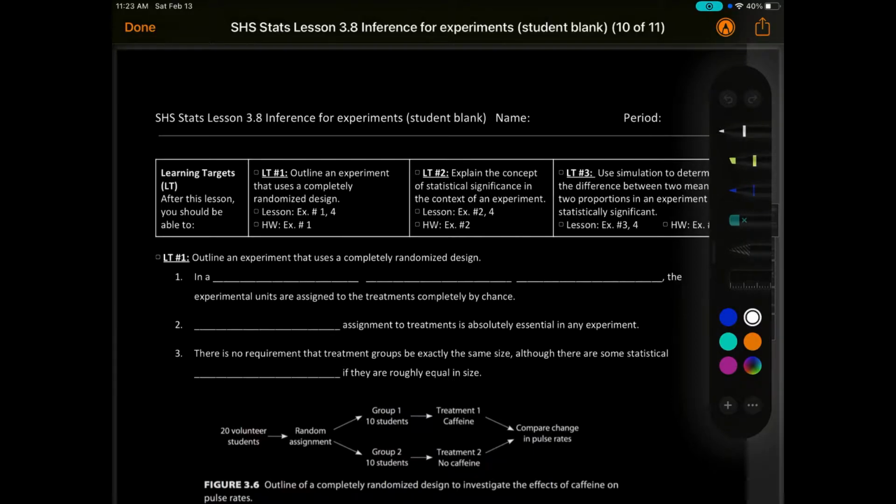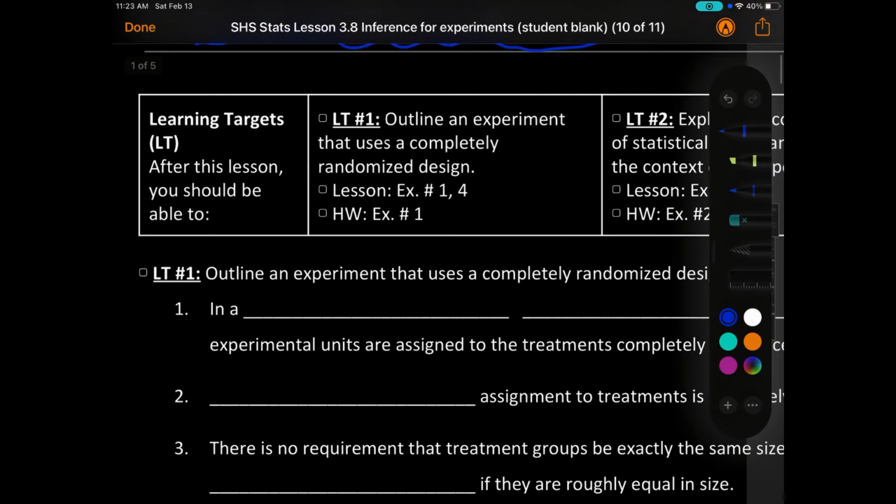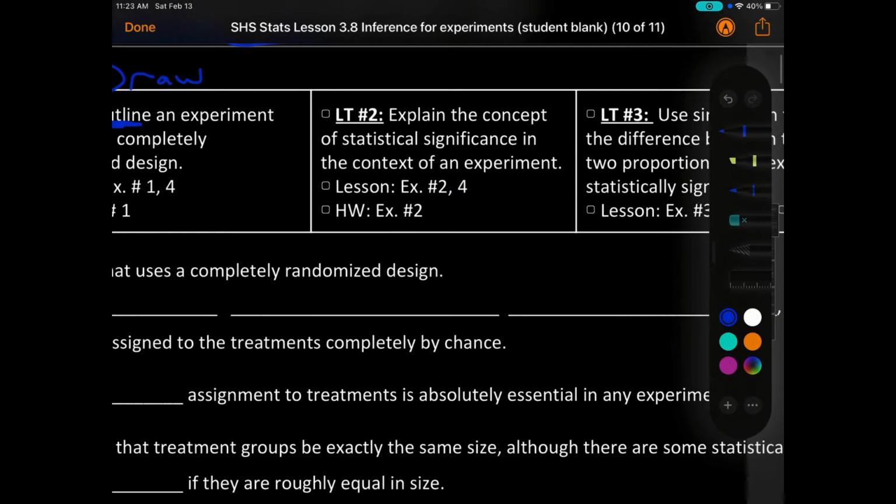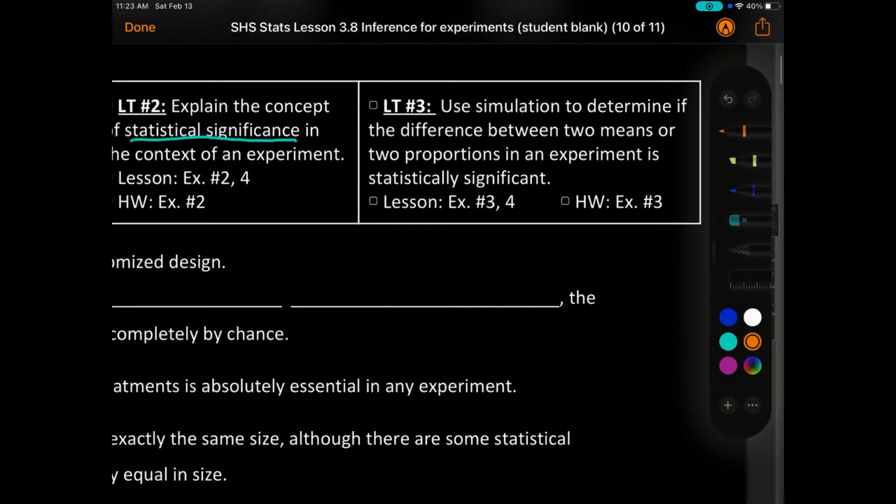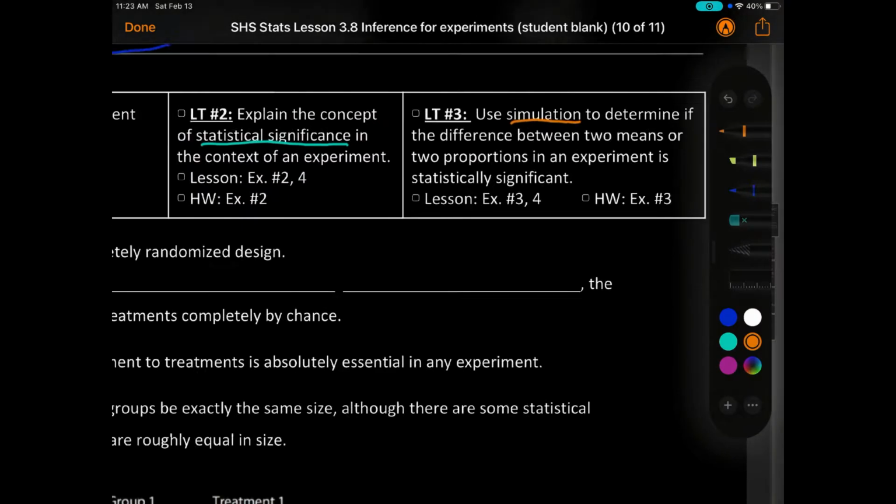Hey guys, let's go over lesson 3.8, reference for experiments. Our learning targets. After this lesson, you should be able to outline or draw an experiment that uses a completely randomized design. Number 2, explain the concept of statistically significant in the context of an experiment. And learning target number 3, use simulation, that's like the computer making projections, to determine if the difference between the two means or two proportions in an experiment is statistically significant.